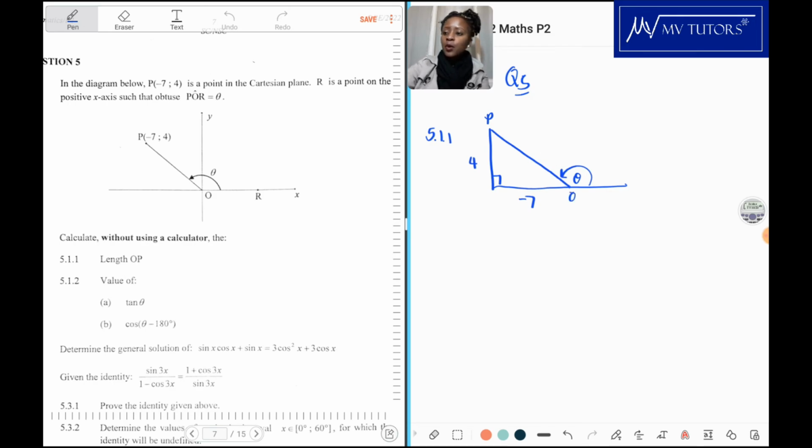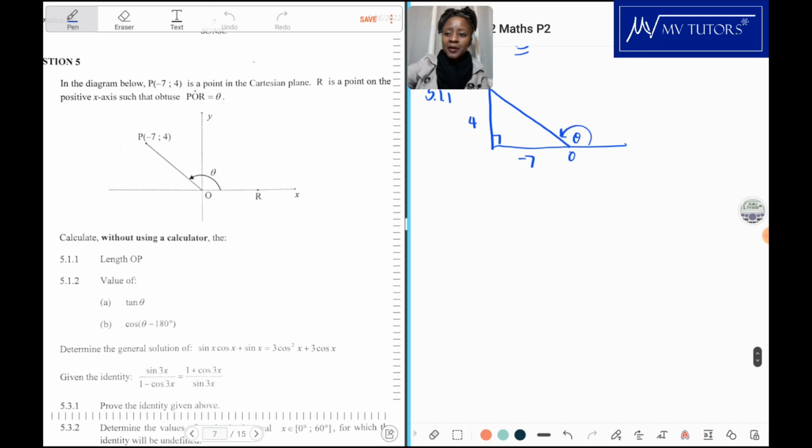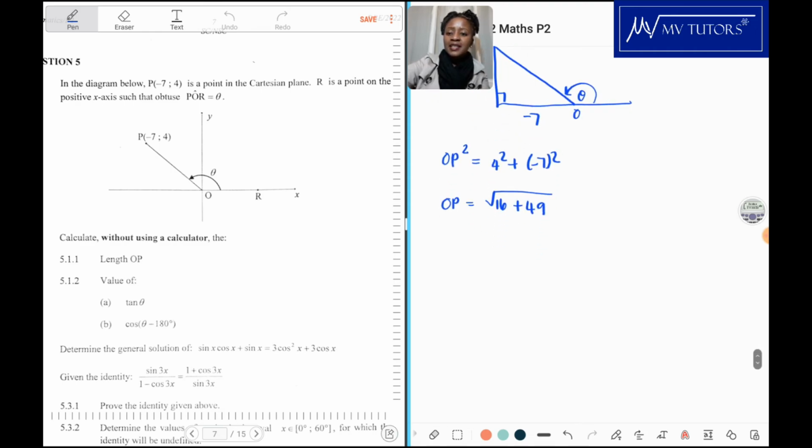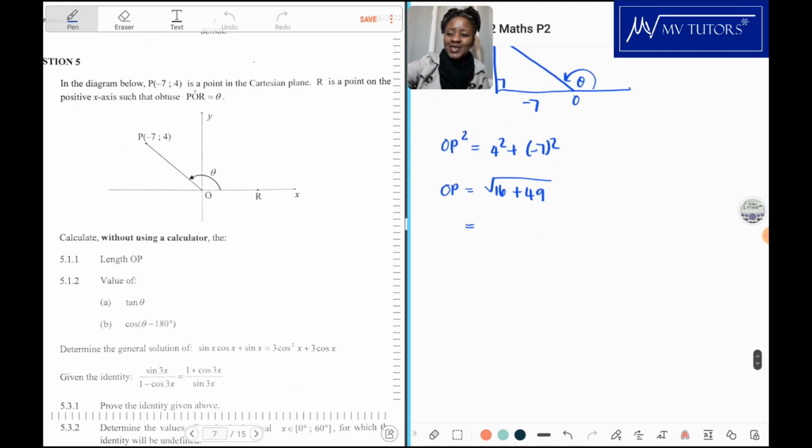So to get the length of OP, I will then use Pythagoras. Okay, so OP squared would be 4 squared plus negative 7 squared. So therefore OP is root 16 plus 49. And what is 16 plus 49? They said we shouldn't use the calculator. Okay, so 6 plus 9 is 15. And then we have 4 plus 1 is 5, plus 1 is 6. So we have root 65.